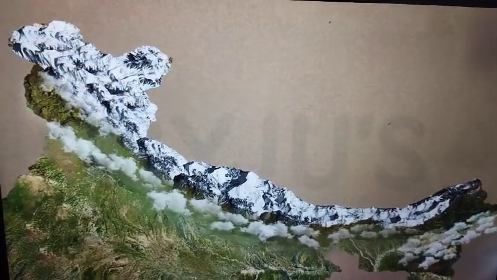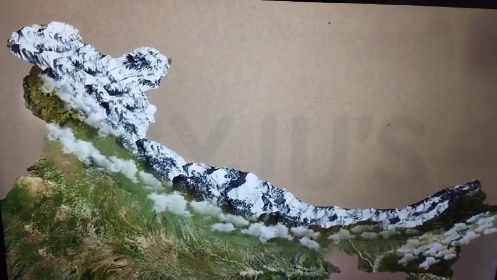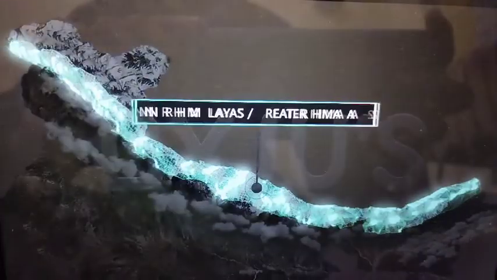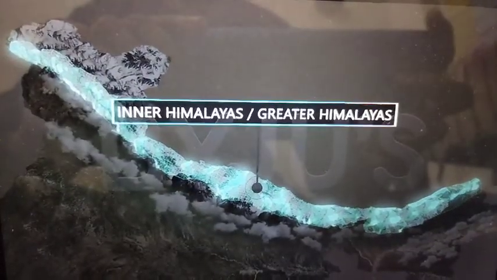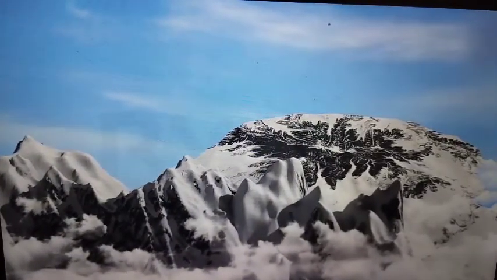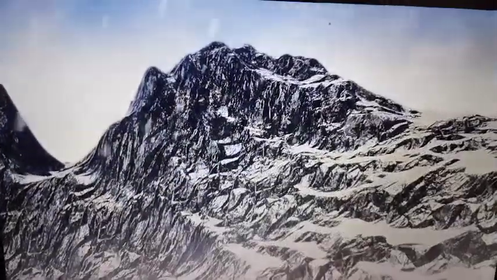Now, the first and the most continuous range is called the Inner or the Greater Himalayas, or the Himadri. This northernmost range consists of the loftiest and the most prominent peaks that have asymmetrical folds. The core of this part of the Himalayan mountains is composed of granite. Because of the altitude, it is covered in snow all year.